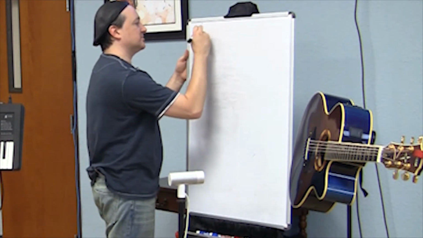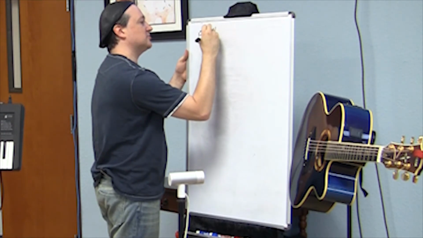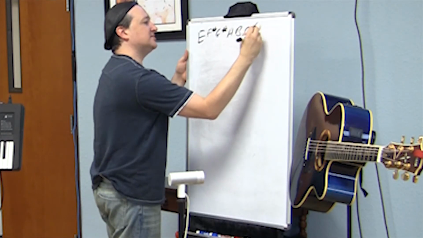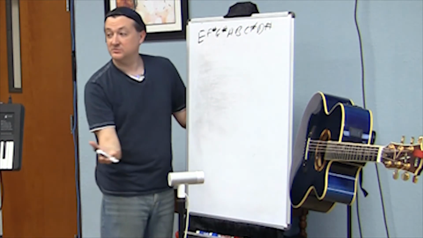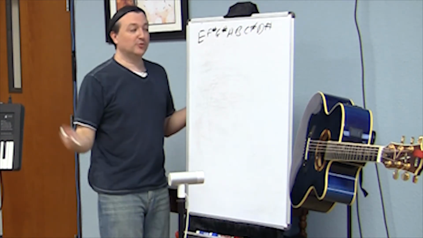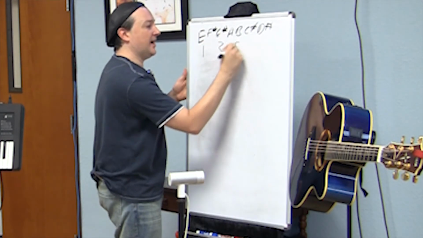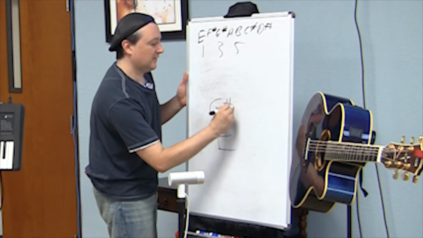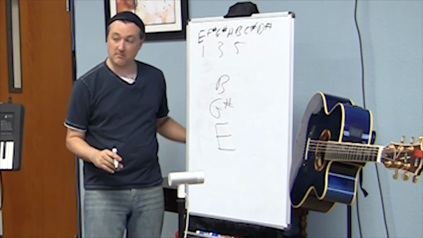Let's look at the E major scale real fast. That's E, F sharp, G sharp, A, B, C sharp, and D sharp, which you already know because you've been memorizing your scales. So the major is the 1, 3, and 5. So the answer to that column is going to be an E, a G sharp, and a B.